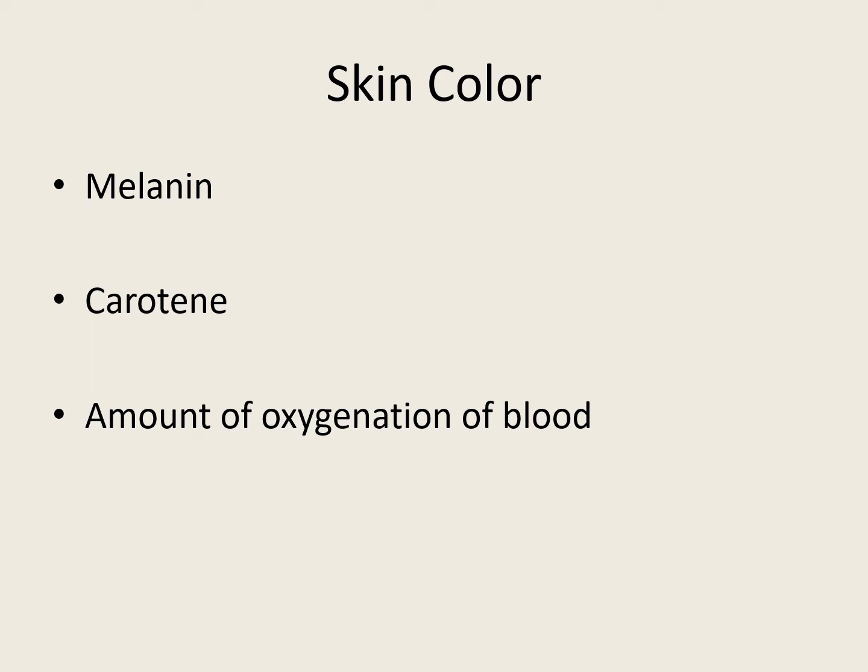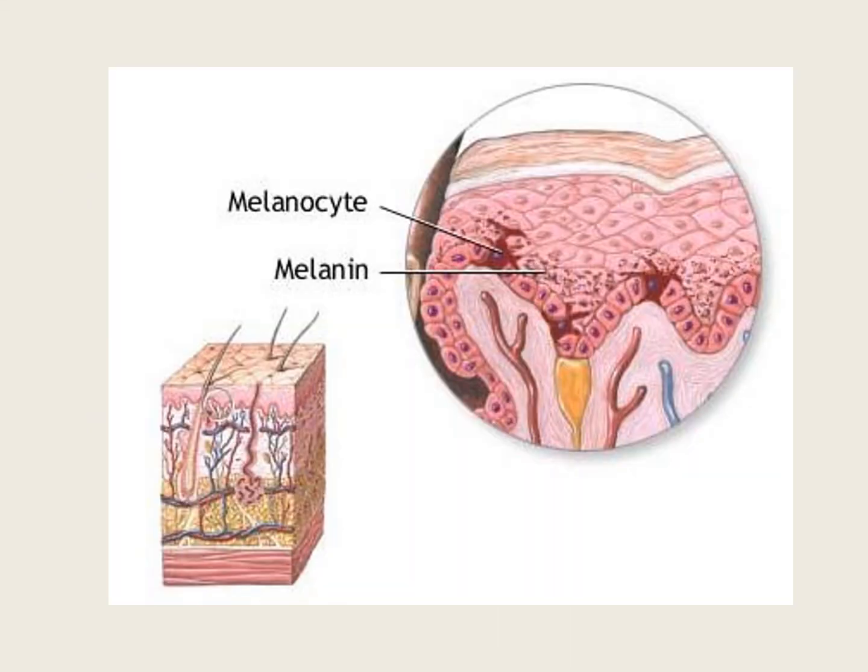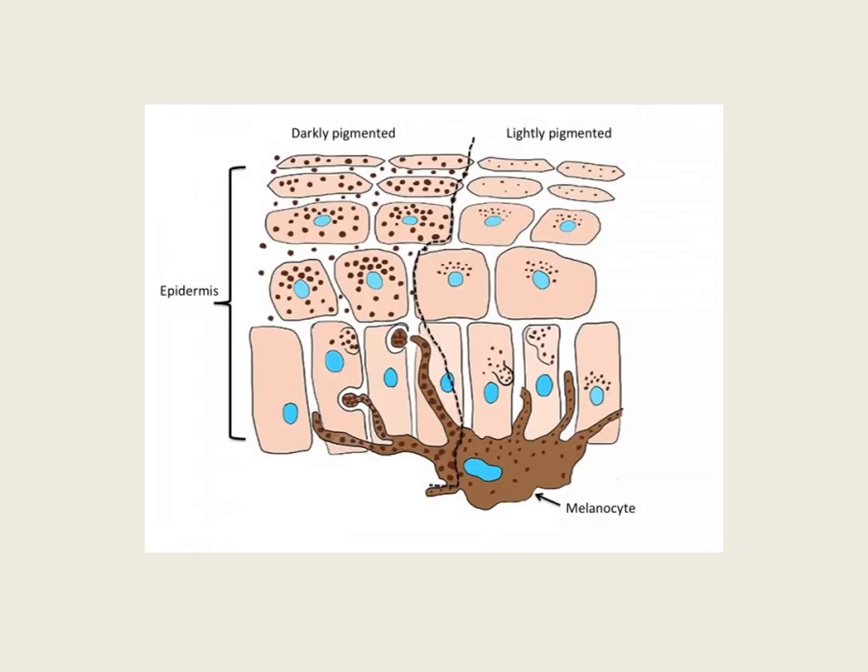Skin color is determined by a combination of things. Melanin, which is a pigment, keratin, which is a pigment, and then the amount of oxygenation of the blood. Melanocytes do produce melanin, which is this dark colored pigment, as you can see here. It's often referred to as nature's sunblock because it tends to form more superficial to the nucleus. It's like it's protecting the DNA in the nucleus. As you can see here, here's a melanocyte, which is producing that melanin.